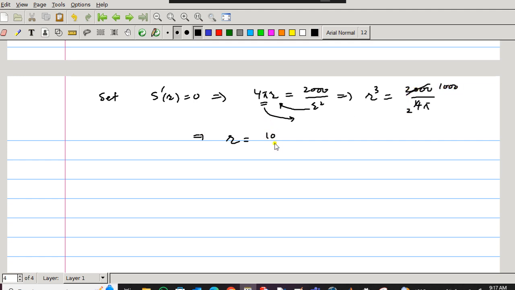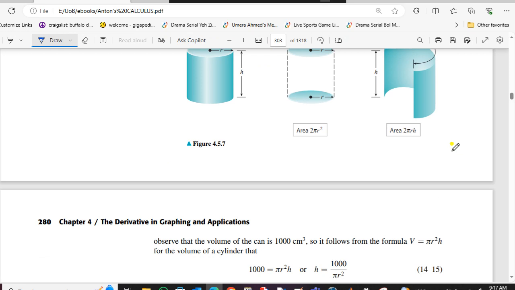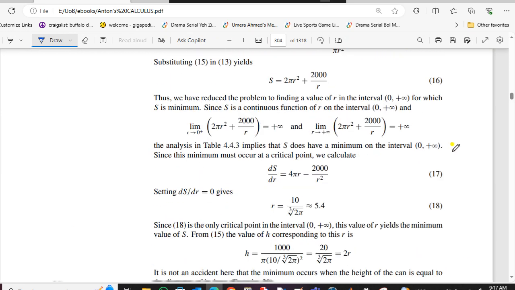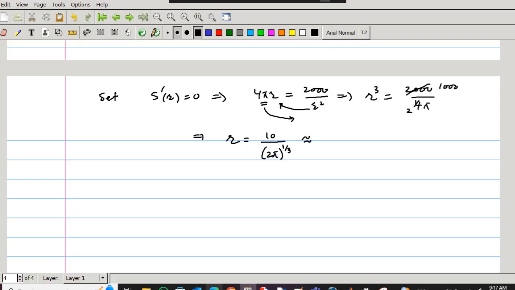Cube root of 1000 over 2 pi, to the power 1 by 3. This is what I got. If you use a calculator, 10 over cube root of 2 pi, it's correct, right? So almost 5.4 inches. Okay, so this is my r.